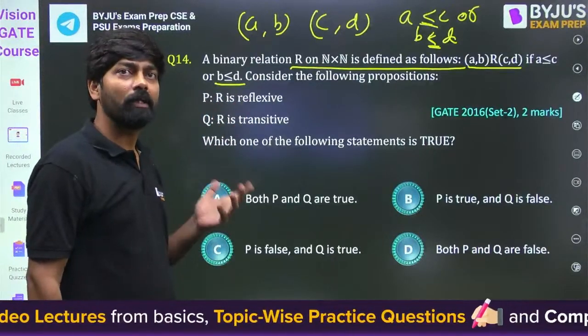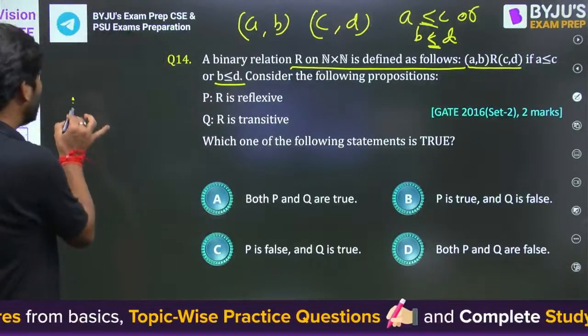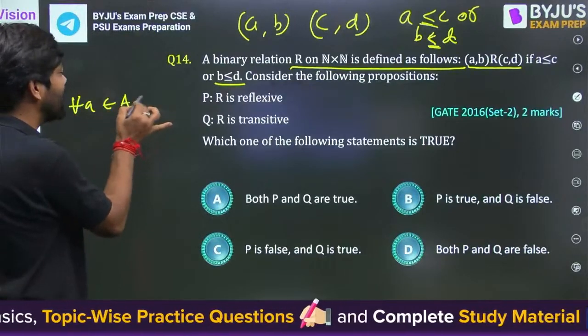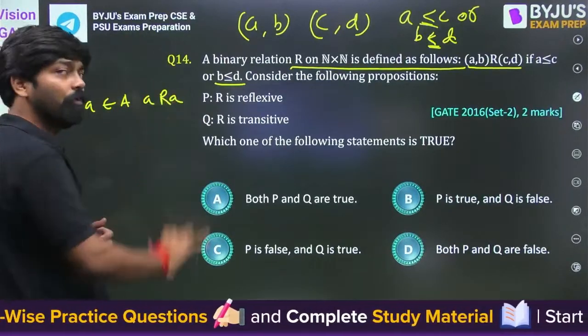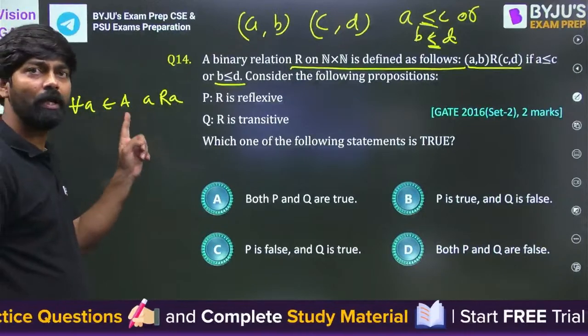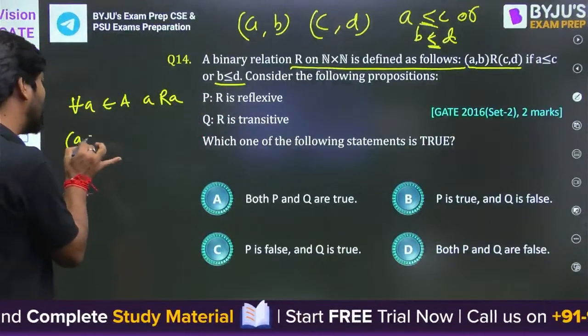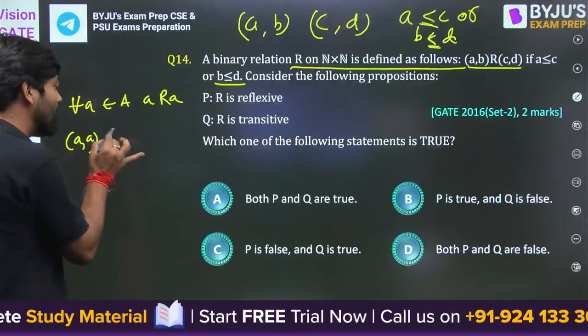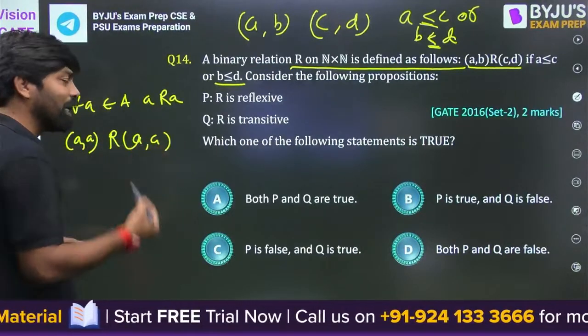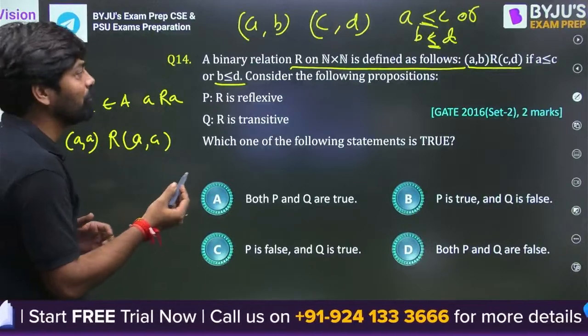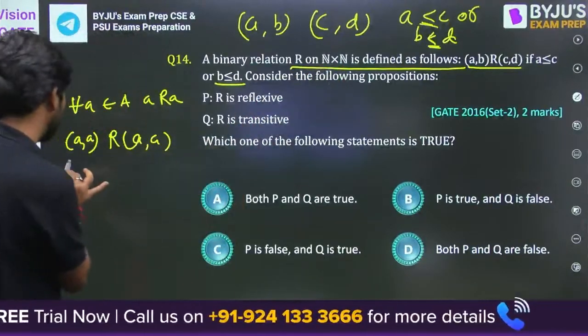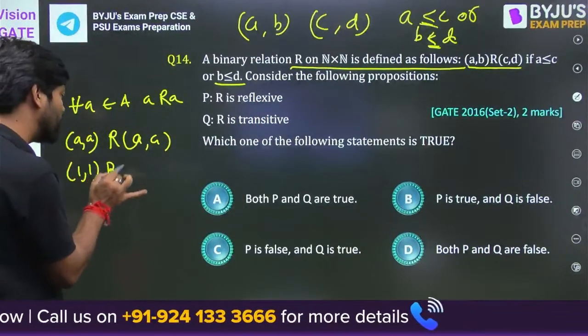Yes, definitely it is reflexive. What is reflexive? For every A belonging to the set, A should be related to A. That is the meaning of reflexive. Now for ordered pairs, every ordered pair (A, A) should be related to (A, A). Are you getting my point or not? Let's suppose N cross N, natural numbers. So (1, 1) is related to (1, 1).